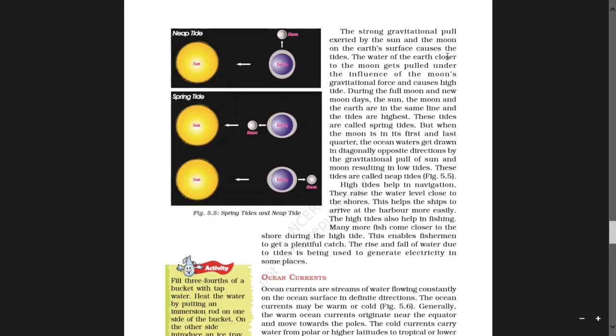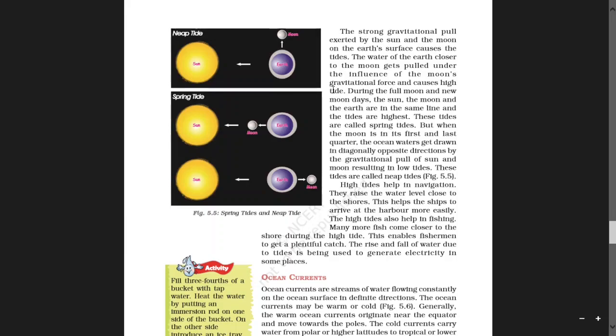The water of the earth closer to the moon gets pulled under the influence of the moon's gravitational force and causes high tide. See how this high tide happens. Influence means power or effect of the moon's gravitational force, and it causes high tide.